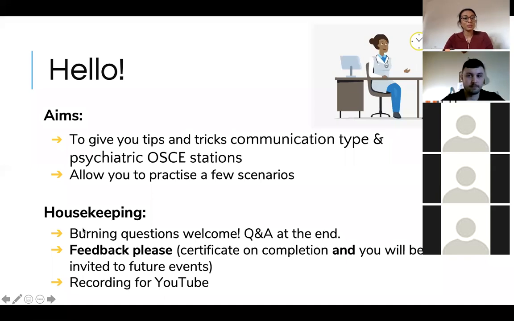So just in terms of a brief background, the aim of today is to give you tips and tricks on communication type stations, as well as psychiatric OSCE stations, as well as allow you to practice a few scenarios. I think we only actually have one practice scenario in the session. We tried to cover as much as we could in the 1.5 hours.